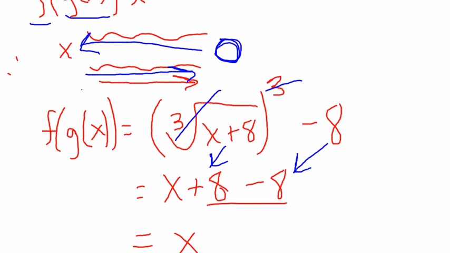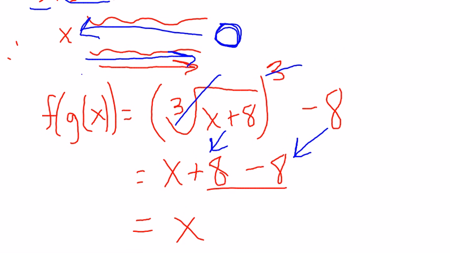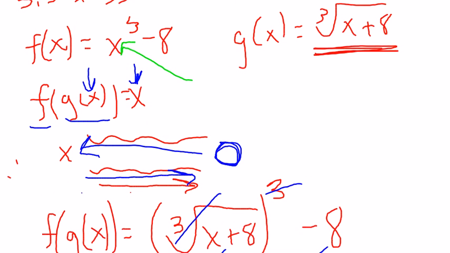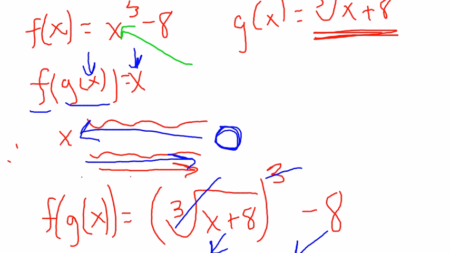Go back up here, with the tunnel thing, I put x in. I don't really care what I get. What I get out when I do the inverse of it is x. So by showing algebraically that these cancel out and give me x, I know that they are inverses. Thank you. Boom.